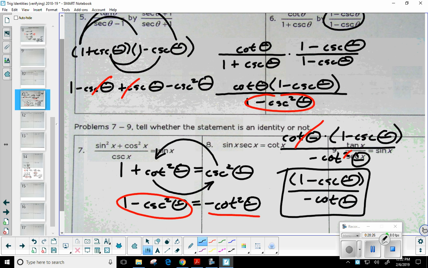Yeah, that's numbers 5 and 6. Those don't simplify down to a single term like a lot of those we've been dealing with. I think it's just equals. Yeah. Mm-hmm.